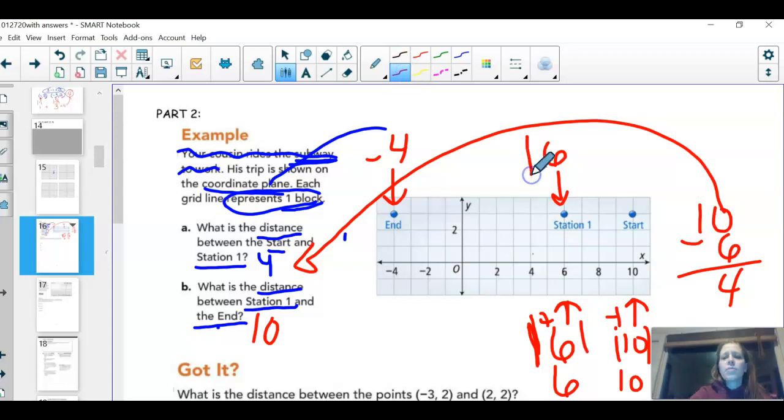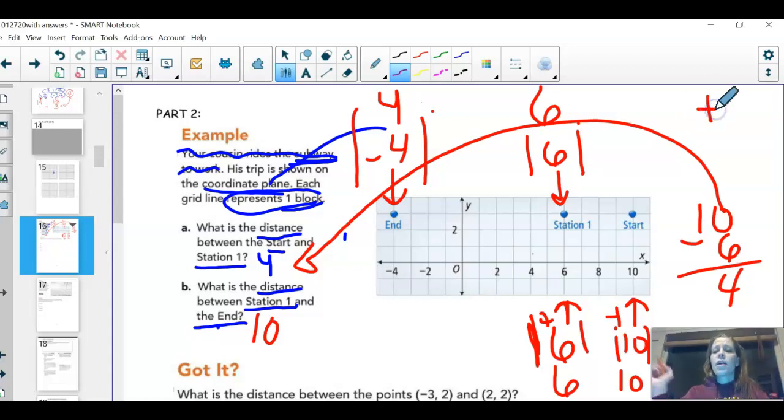So, I find the absolute value of 6 and the absolute value of negative 4. That one is 6 and this one is 4. Now I have to decide, do I add or do I subtract?